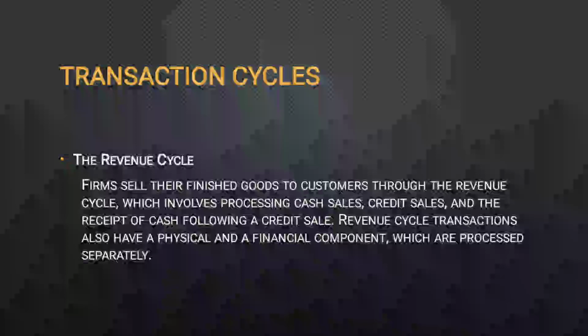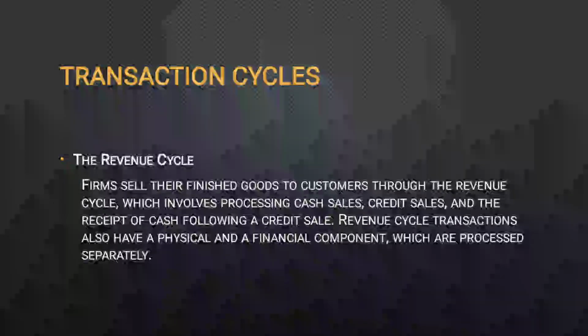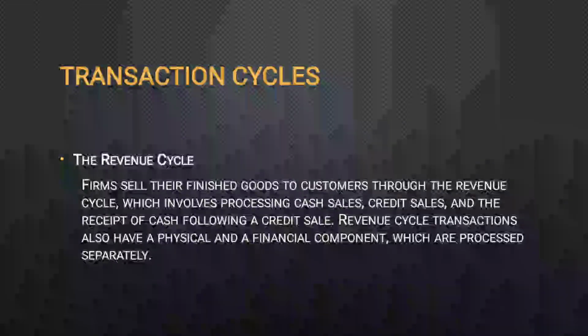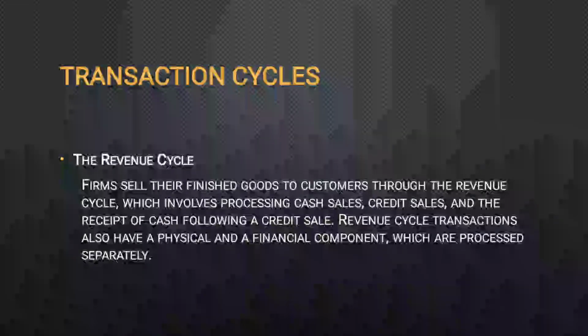So yung next naman is about sa revenue cycle. So firm sells their finished goods to customers through the revenue cycle, which involve processing cash sales, credit sales, and the receipt of cash following a credit sale. Revenue cycle transaction also have a physical and a financial component which are processed separately. So dito sa revenue cycle, pumapasok yung cash collection and pag-process ng orders ng customer.